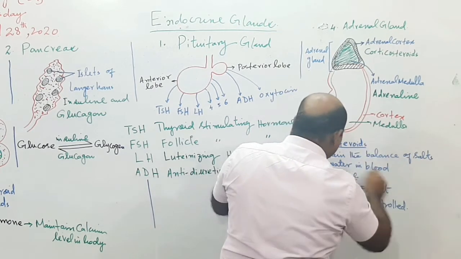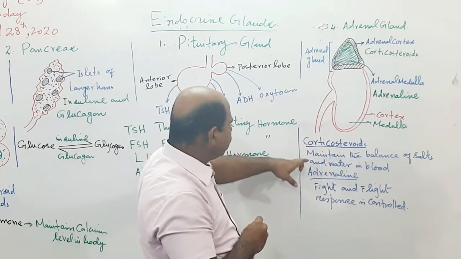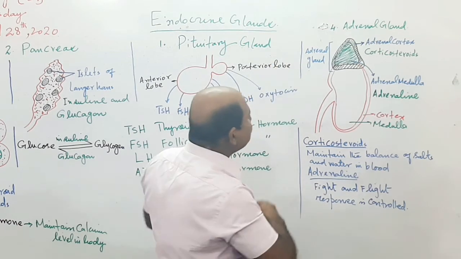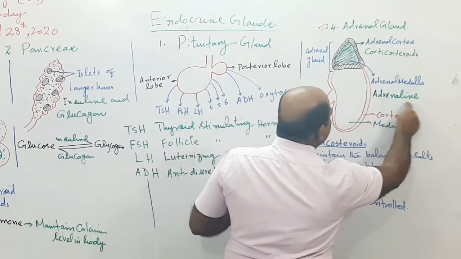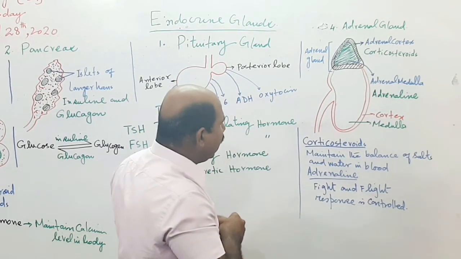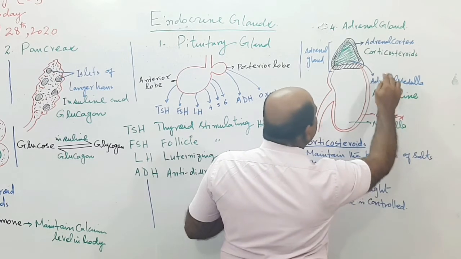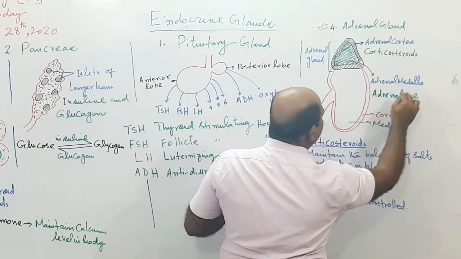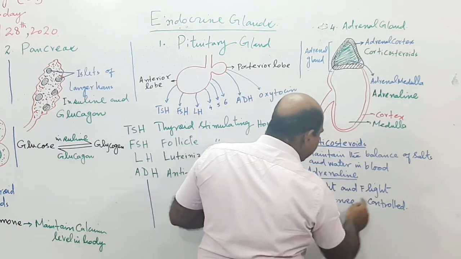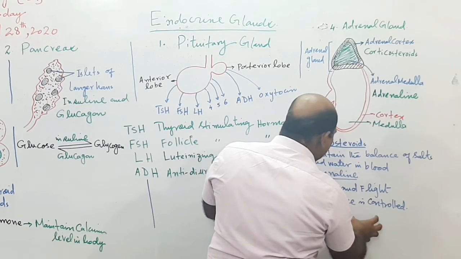Although this is not mentioned in the syllabus, just to give you some information, there are two parts producing different hormones. Adrenaline is the most important hormone, just like insulin. Adrenaline is produced by the adrenal medulla, and the fight or flight response is controlled by the adrenaline hormone.